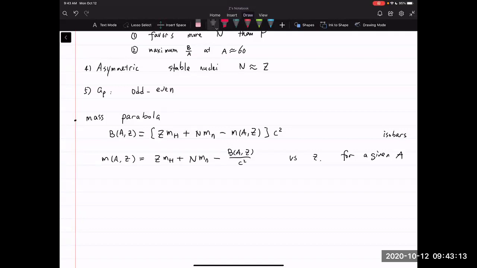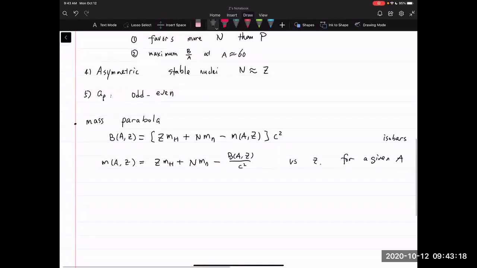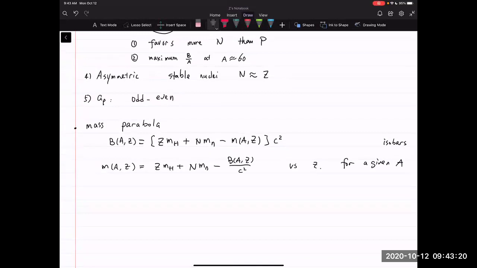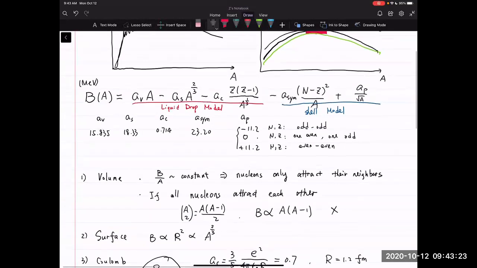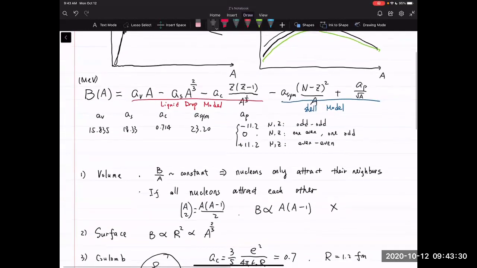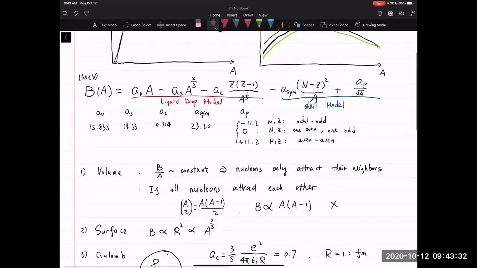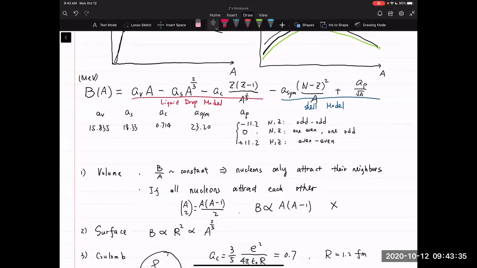Now what is B? We don't have to write it down explicitly. If you want, we can, because B as a function of A and Z is already known. If you go back here, now we want to plot this B as a function of Z. So the first term is a function of A, the second term is a function of A. So we consider B as a function of Z for given A, and the first two terms are just constant. The third term is where things become interesting. The third term is proportional to Z squared, and the fourth term is also proportional to Z squared. And the last term is the odd-even correction.